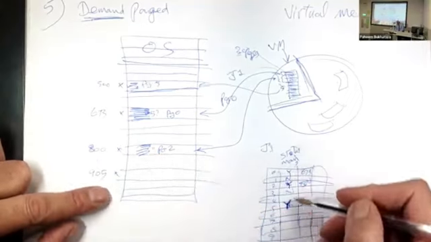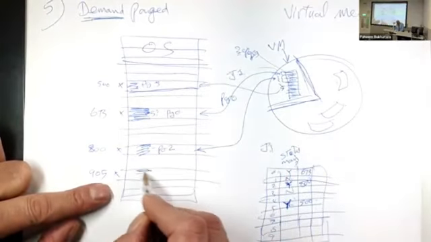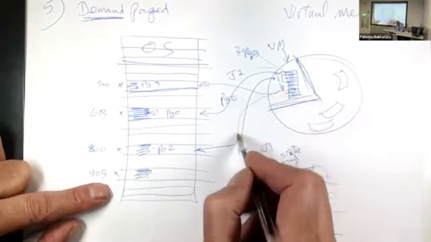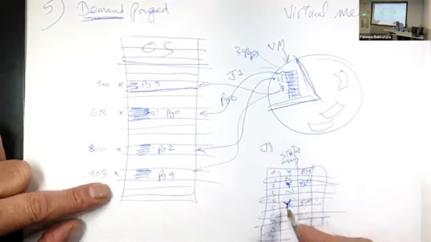So is page number 4 in main memory? No, it's not. Well then, do we have a free page? Yes, we have. So go and bring page number 4. So we bring page number 4 in there, and we put it in 905. And now, yes, it's in main memory. The rest of the pages are not in main memory.